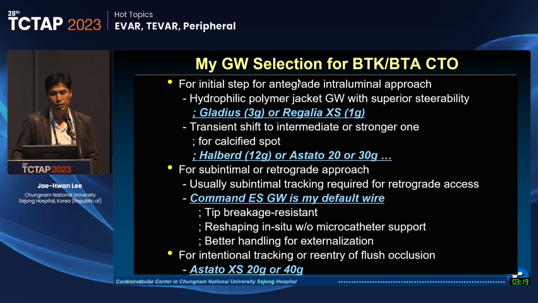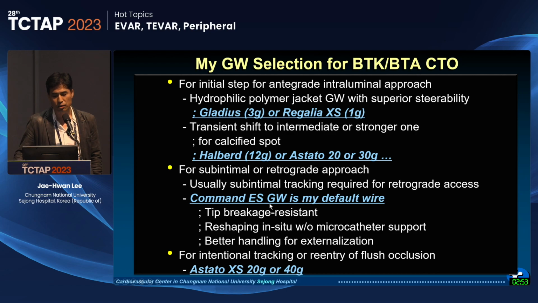This is my guidewire selection for BTK and PTA CTO intervention. For the initial step for integrated intraluminal approach, a hydrophilic polymer jacket guidewire with superior steerability is my first choice, Gradius or Regalia. And you can use a transient shift to an intermediate or stronger one for calcified spots such as Halberd or Astato. For subintimal tracking or retrograde approach, usually subintimal tracking is required for retrograde access.